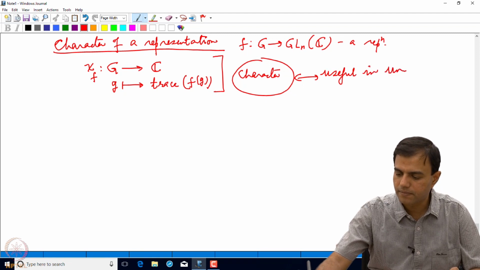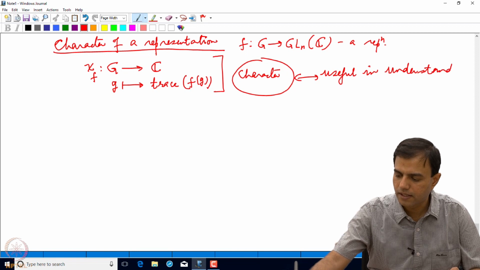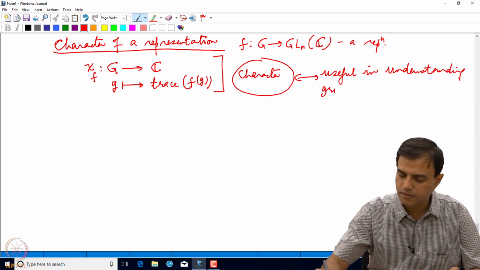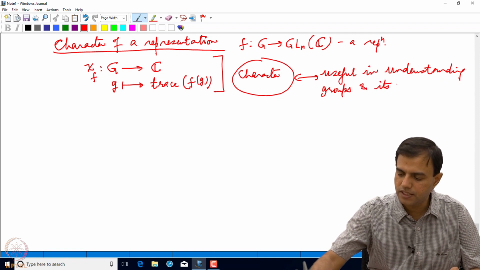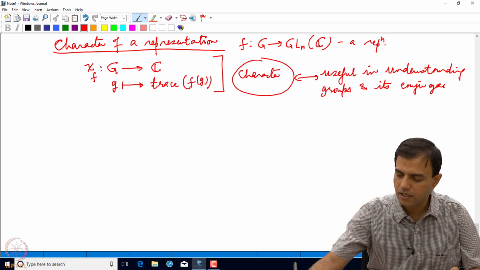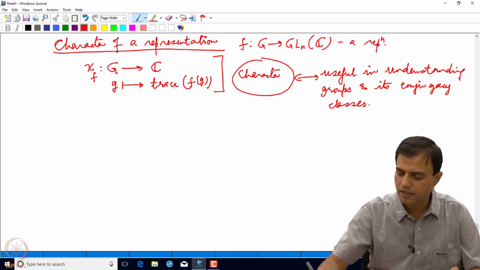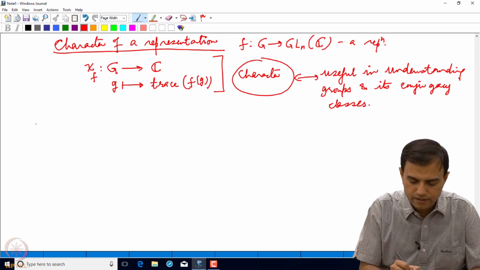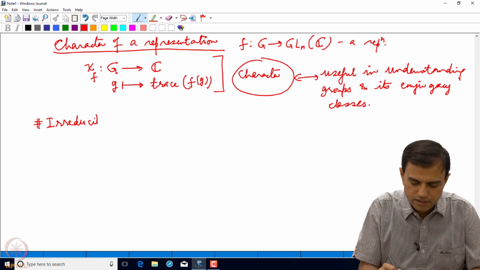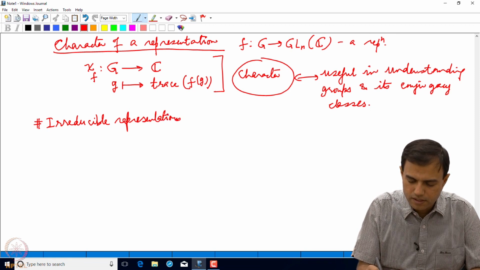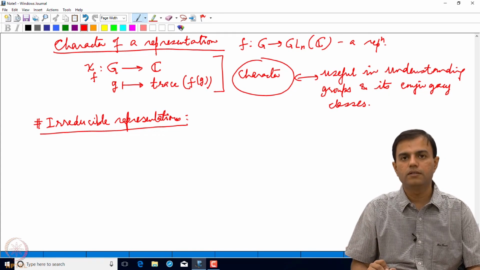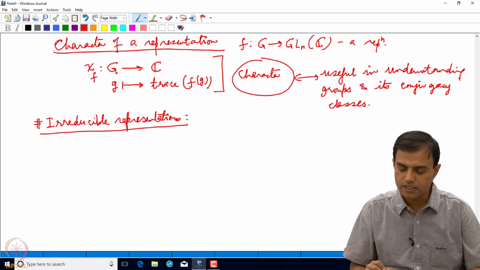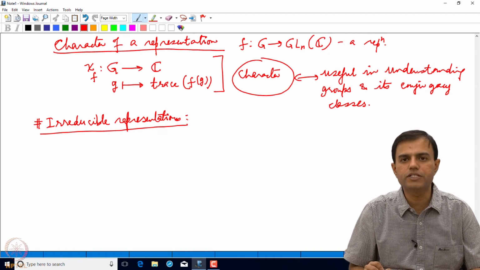in understanding conjugacy classes of groups. Useful in understanding groups and its conjugacy classes. And in fact, this notion of what are called irreducible representations is very central to the theory of characters, to the theory of representations. So what is an irreducible representation?